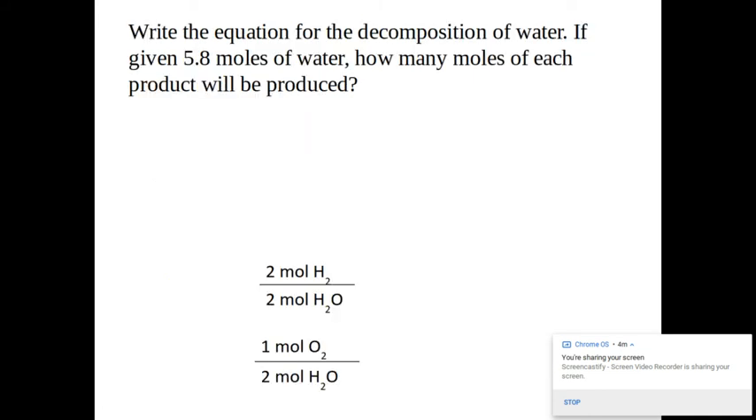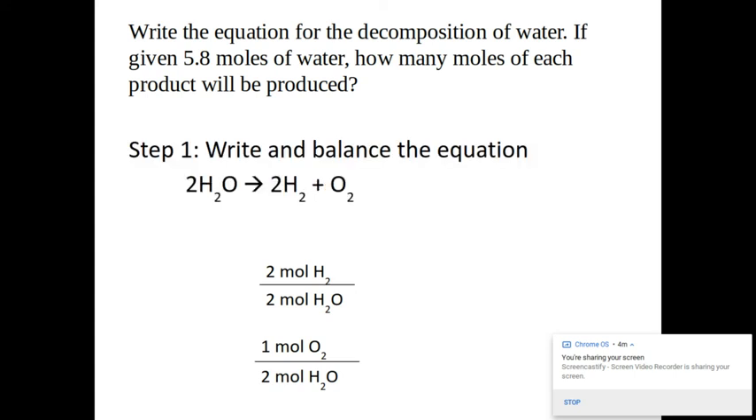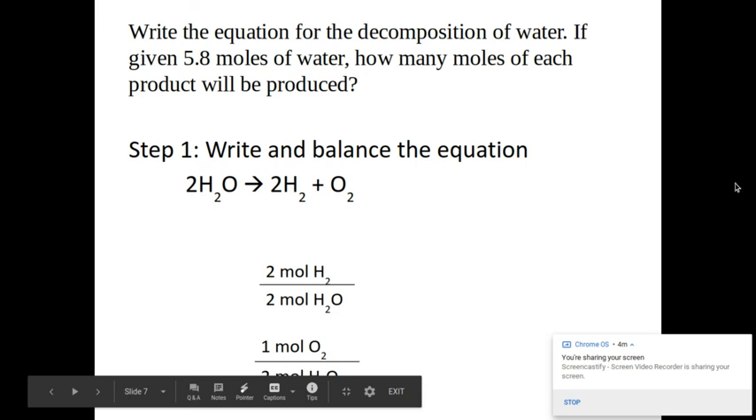Write the equation for the decomposition of water. Decomposition of water is the breaking down of water. So we need to write the balanced equation first. Okay, here it is. 2H2O makes 2H2 plus O2. There's our mole ratios at the bottom. So we're going to use those for our equation here.